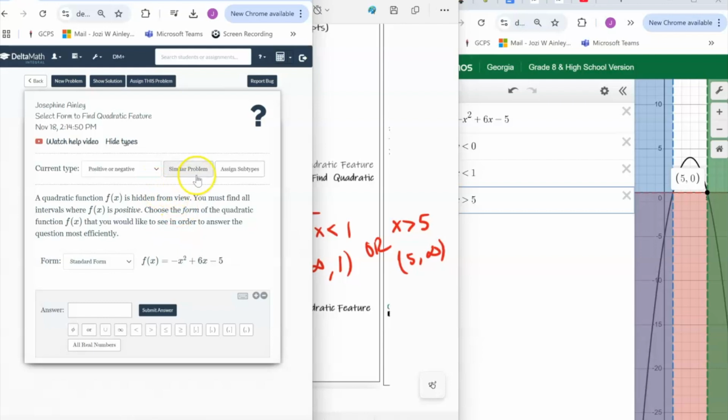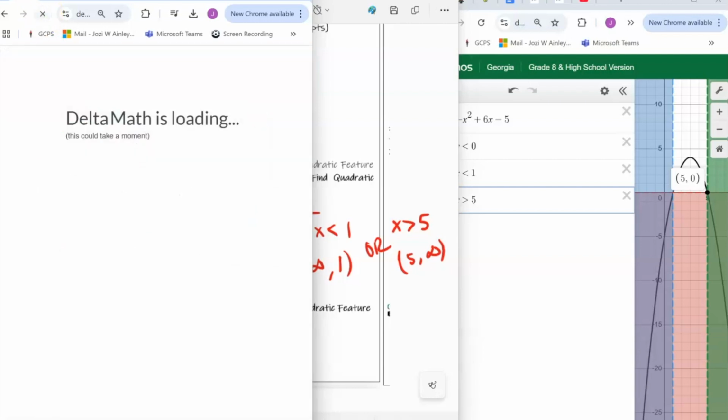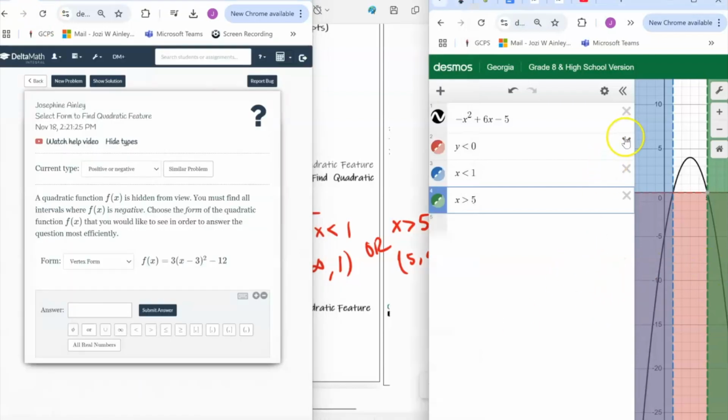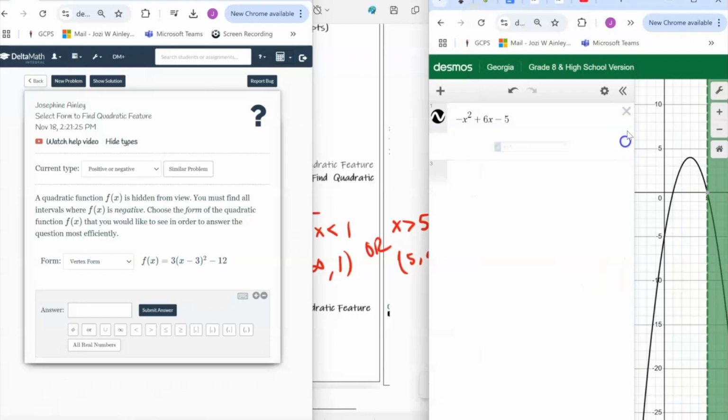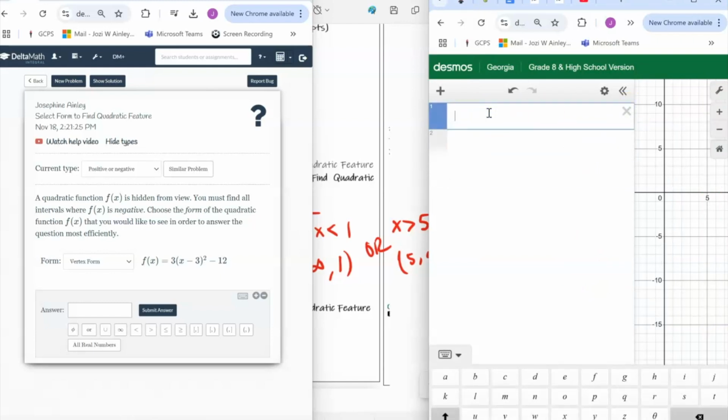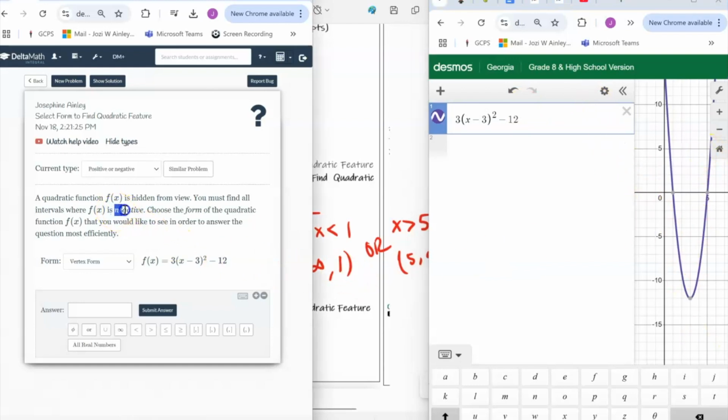Okay, let me go ahead and try another question really fast. Maybe it's not letting me. So we're going to use Desmos to check our answer. And you can see I used a different form, so it doesn't even matter which form you use. So this is 3 parentheses x minus 3 squared minus 12. All right, cool.